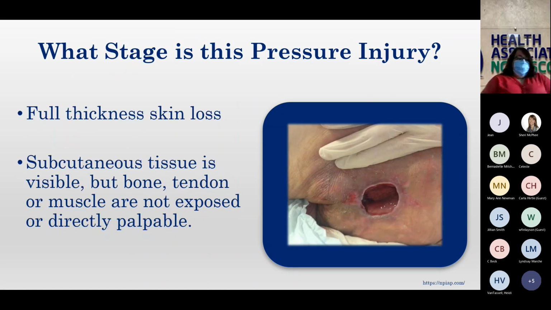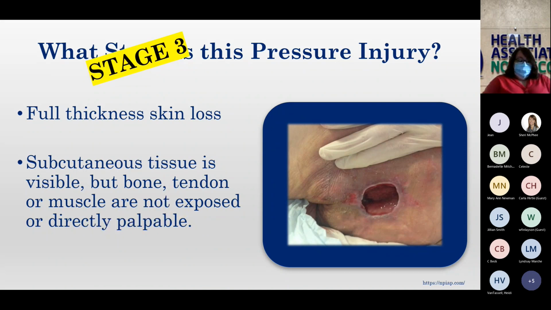And lastly, here we have a wound with full thickness loss of skin. We can see that we are through the epidermis and dermis layers of skin, and the damage extends into the subcutaneous tissue. However, we do not see or directly palpate any underlying structures here. What stage is this? Good. Yeah, we have our stage 3.